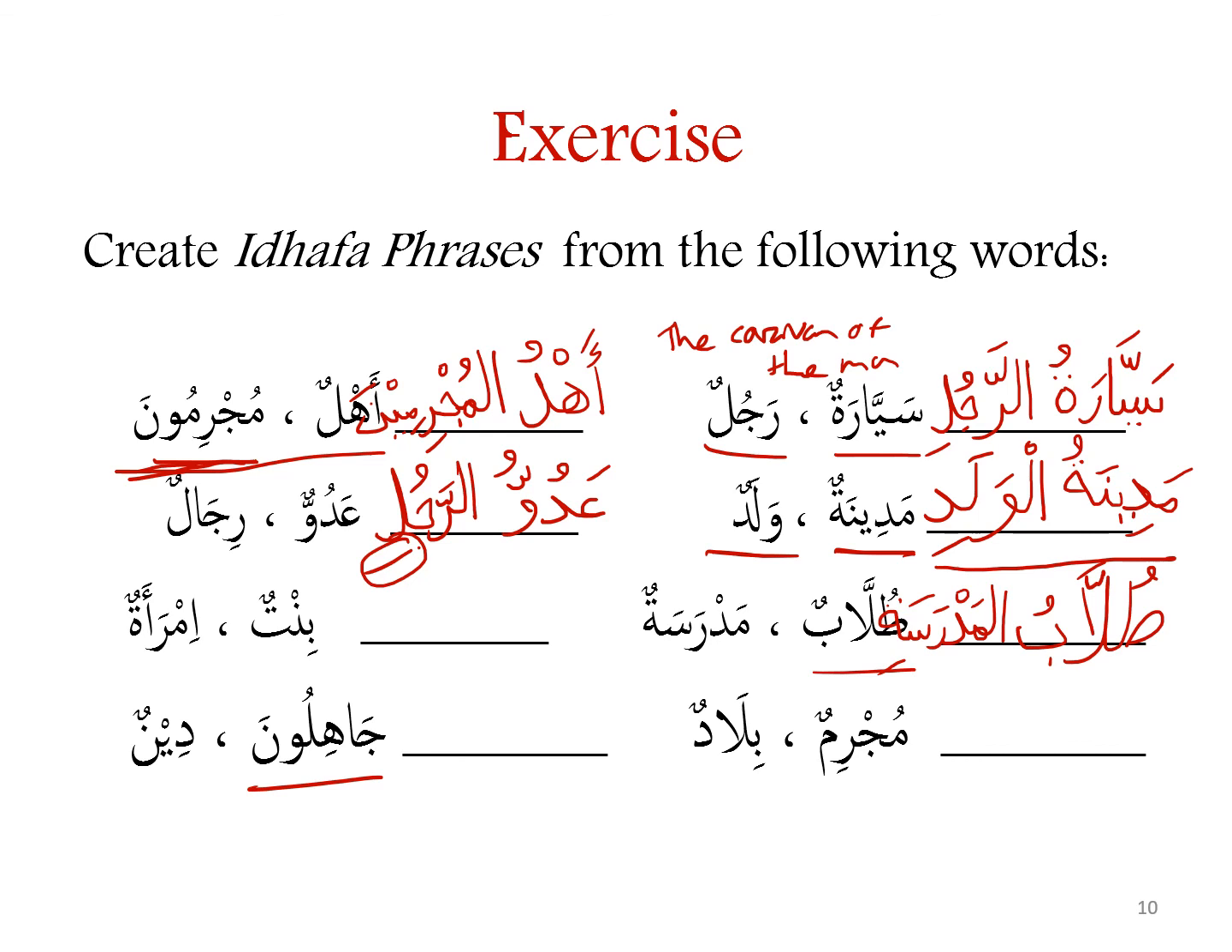Here we're going to make the mudaf using a sound plural. So we'd have to drop off the noon. So we'd say jahilu, and here الدين, ديني. جاهل الدين. So the ignorant ones of the religion or deen.